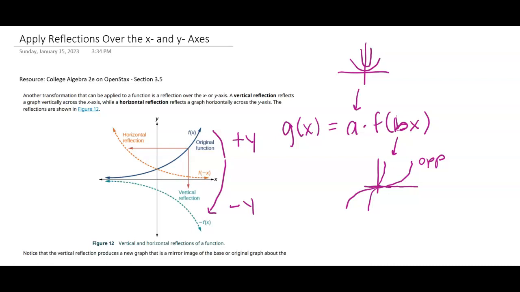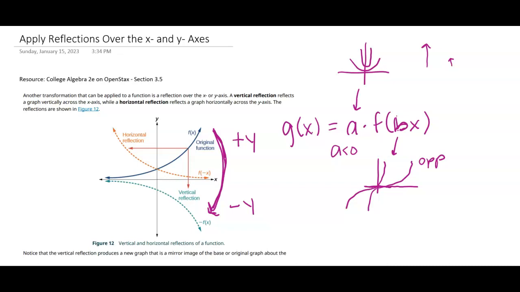Now, if a is negative, then this vertical reflection is going to happen. So not only might you have a stretch or a compression, but you might also flip it over the axes so that positive y's become negative y's.